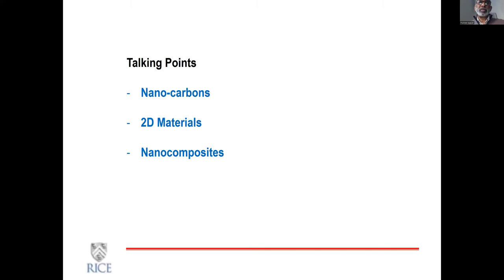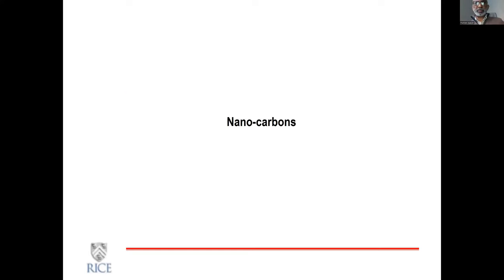Nanotechnology is a very broad topic, spanning from nanomedicine to structural materials, so it's certainly not possible to cover everything. I picked a few examples, and depending on the time, I can start. I want to start talking about the carbon materials, which have taken up much of my career, and also some 2D materials, and maybe a little bit about nano.